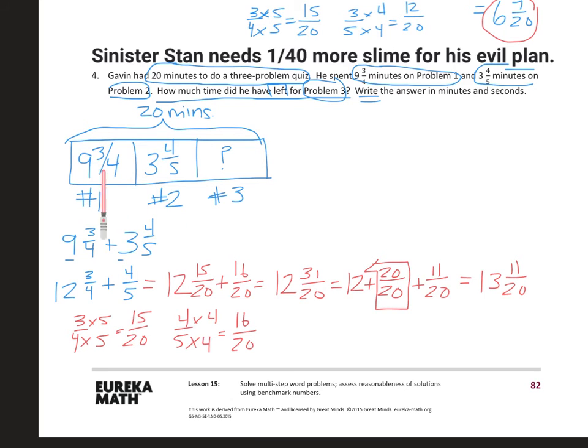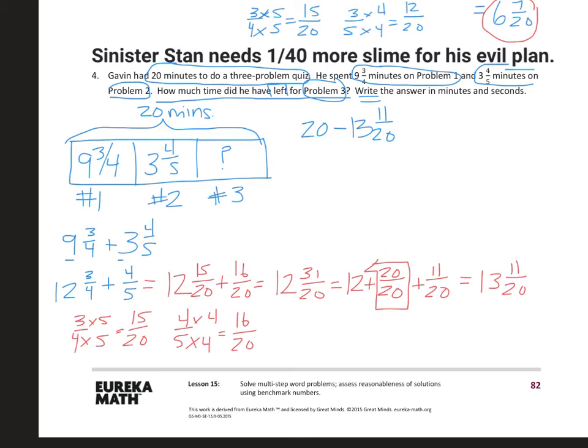That means these two boxes right here, problem 1 and 2 all together, is 13 and 11 twentieths. And now I need to take away that number from 20. So I have 20, and I'm going to subtract 13 and 11 twentieths. Now here's where kids will do the wrong thing. Because there's no fraction here, they'll say, oh, 20 minus 13, that would be 7. So it must be 7 and 11 twentieths. Well, what are you going to do with this? You need to take away the 11 twentieths as well.